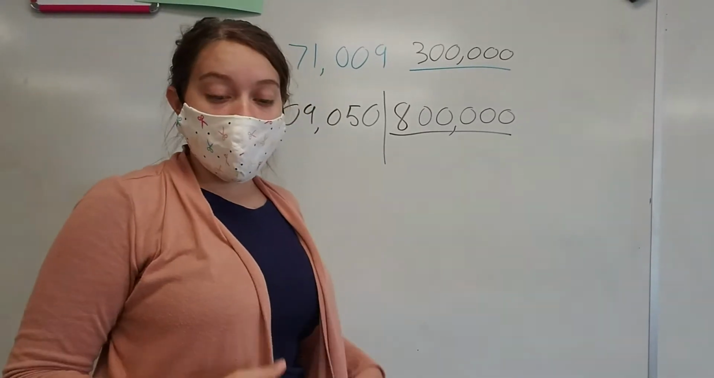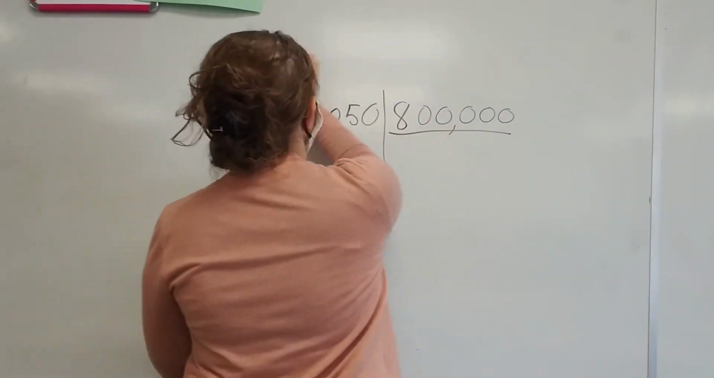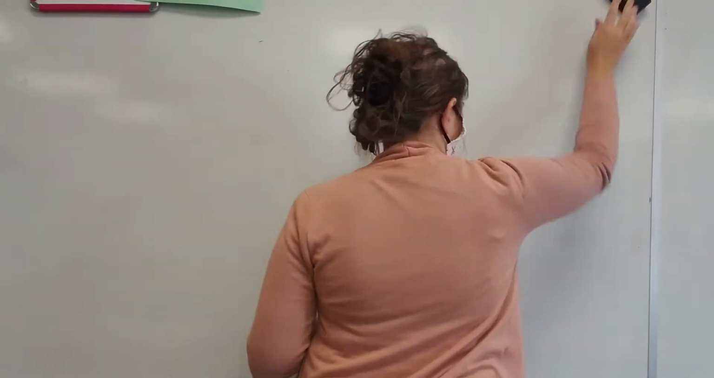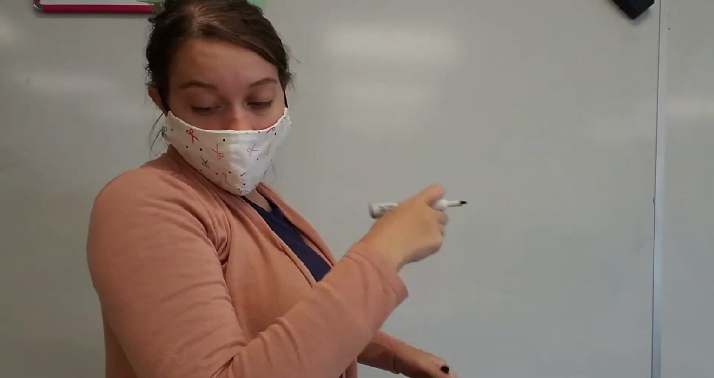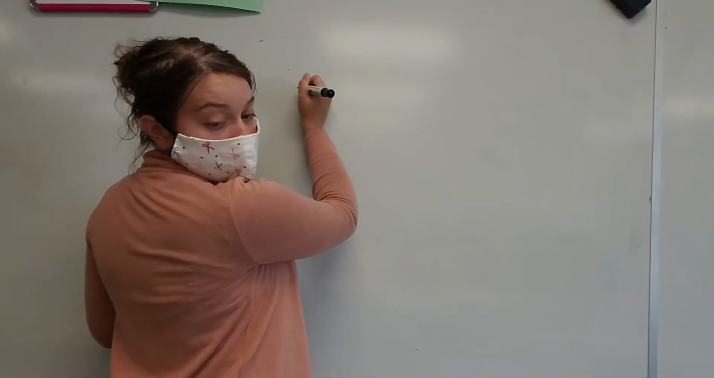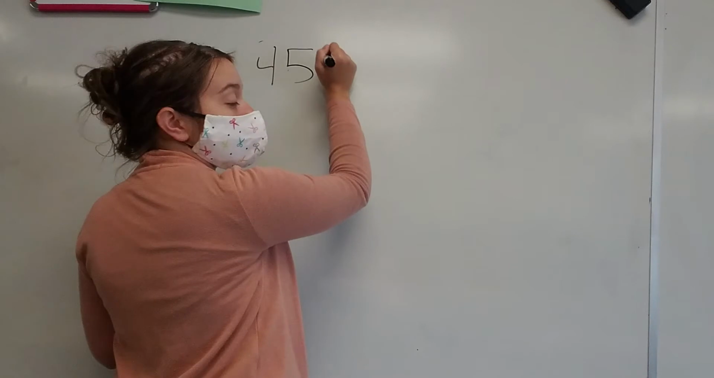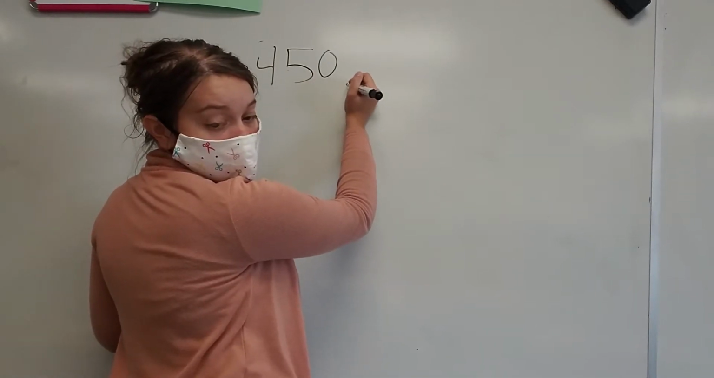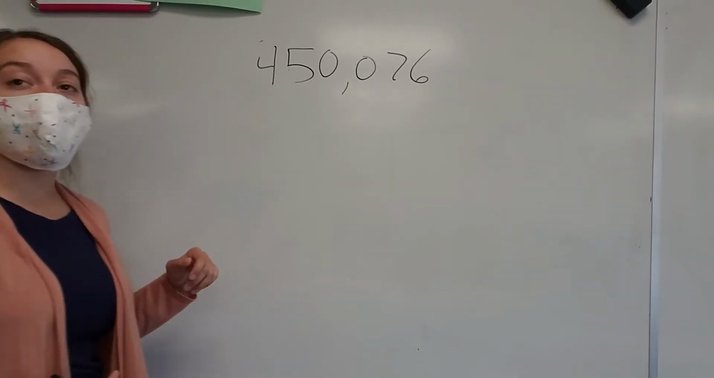So now let's look at the rest of that number 4, okay? Mainly, I just want us to primarily focus on part D. Look at letter D for part 4. The number was 450,076. What number is in my hundred thousands place?